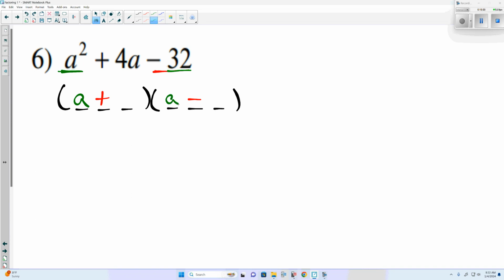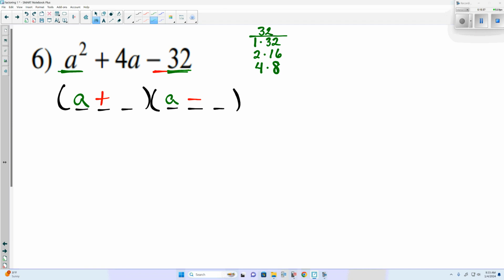So a and a. Factors of 32. 1 and 32. 2 and 16. 3 doesn't work. 4 and 8. 5 is not a factor of 32, because that would give us 6.4. And at that point, we're pretty much done, because 6 is not a factor. For 6 to be a factor, both 2 and 3 have to work. 3 doesn't work. So these are all of our factors.